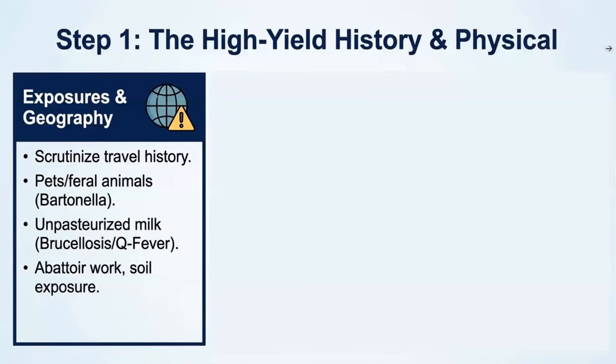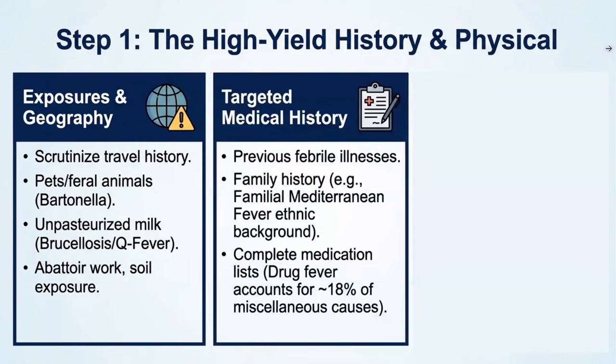So in history and physical examination, we have a video on history taking. But for fever of unknown origin, some specific points, like I said, a very important point is travel history, contact with pets and animals, unpasteurized milk, brucella, very commonly seen, abattoir work or slaughterhouse work, and soil exposure. Coming to medical history, we know that drug related fever accounts for nearly 18% of cases of PUO. So that is important.